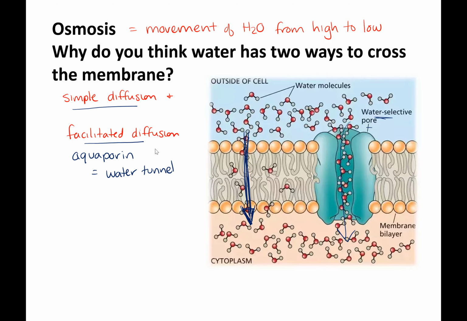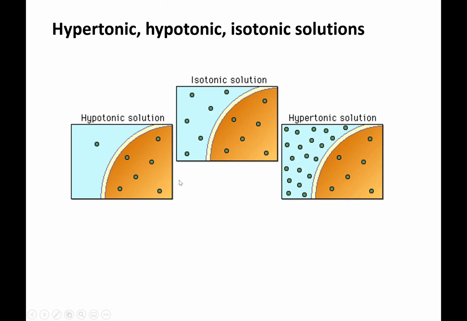The other concept that goes along with water are the terms hyper, hypo, and isotonic. And we're talking about solutions. So we're talking about this liquid that a cell is in. Okay. So that could be your blood. That could be your lymph system. You have lots of solutions all over your body.